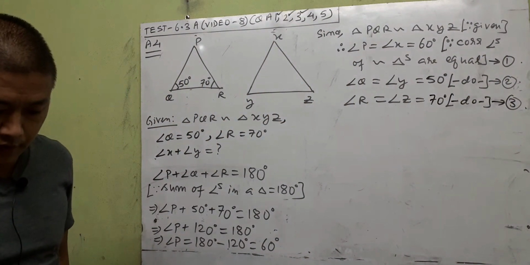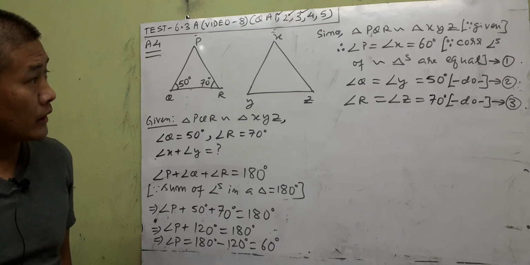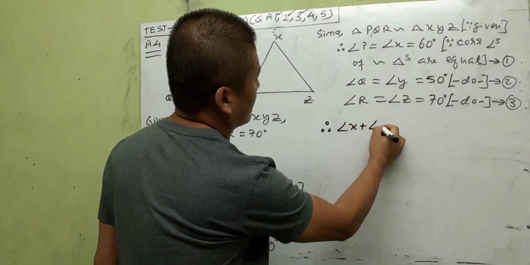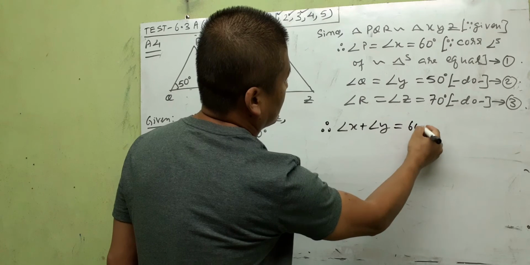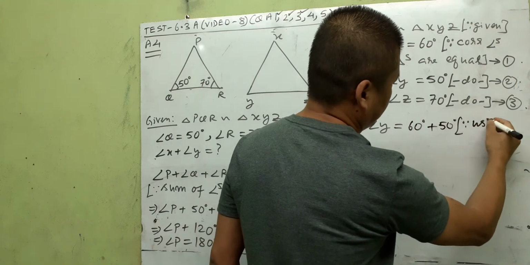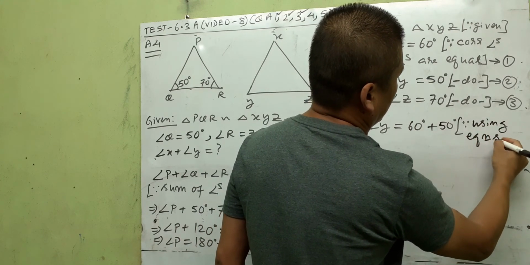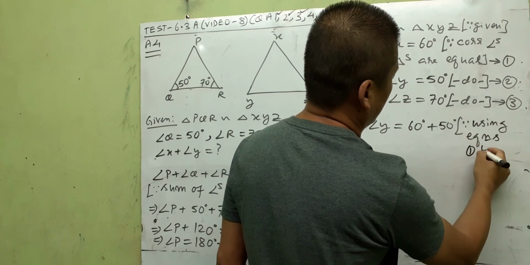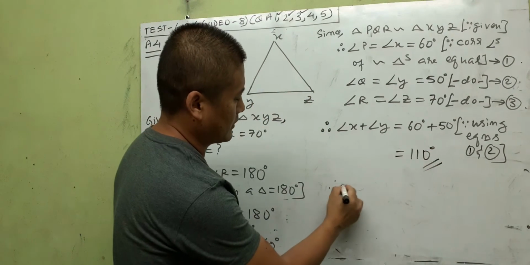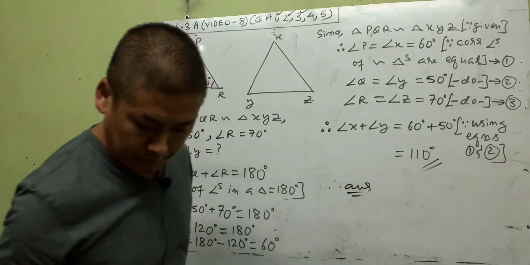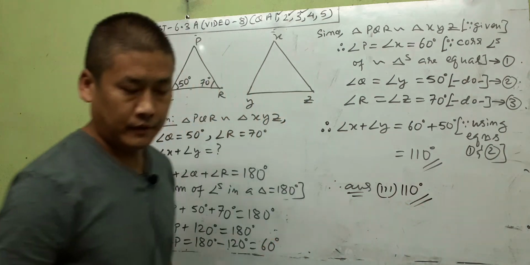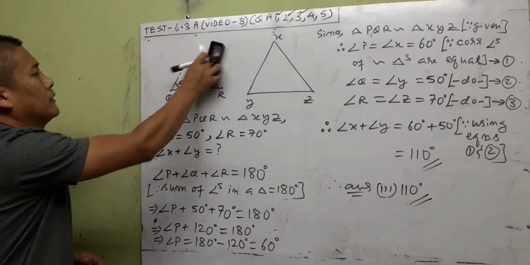Now, the question is asking us to find out X plus Y. So we just write here, therefore, angle X plus angle Y will be: X is here 60 degree plus Y is here 50 degree. We write here, since using equations 1 and 2, that will be 110 degree. Therefore, the answer choice that will match this one is found in number 3, 110 degree, right?